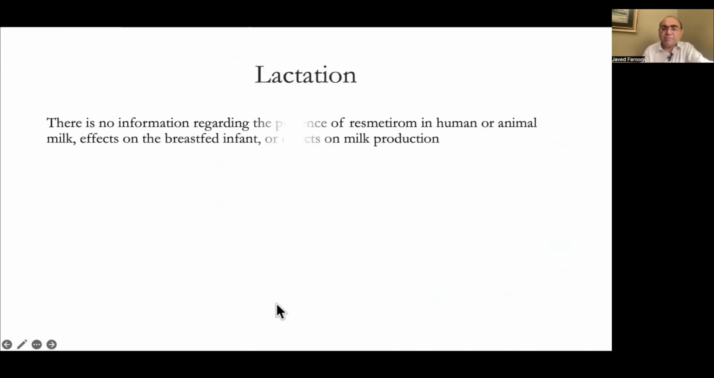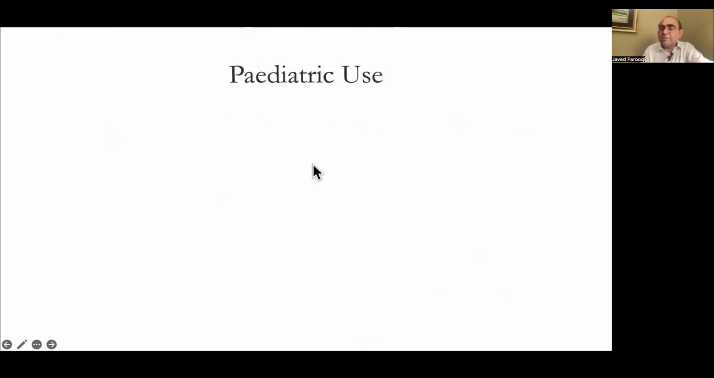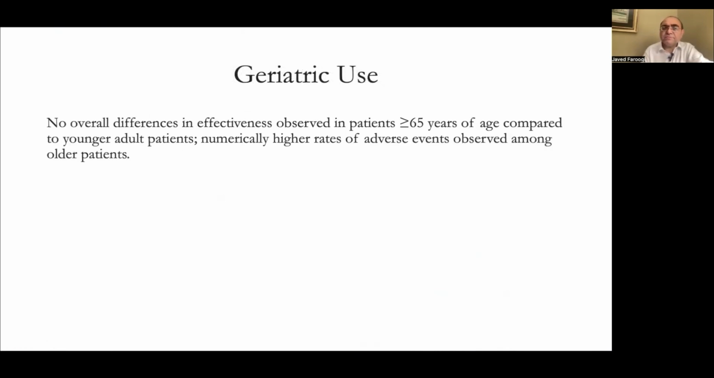What about lactation? There is no information regarding the presence of resmetirom in human or animal milk, effects on the breastfed infant, or effects on milk production. What about pediatric use? Safety and effectiveness are not established, so it should not be used. What about geriatric use? No overall differences in effectiveness were observed in patients more than 65 years of age compared to younger adult patients. Numerically higher rates of adverse events were observed among older patients.